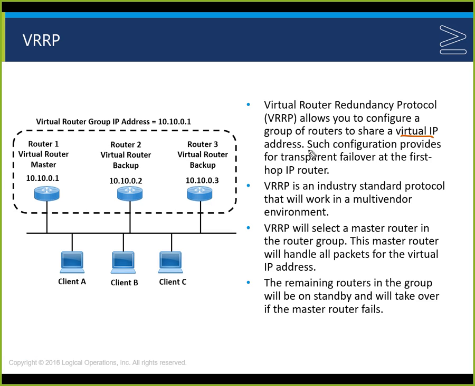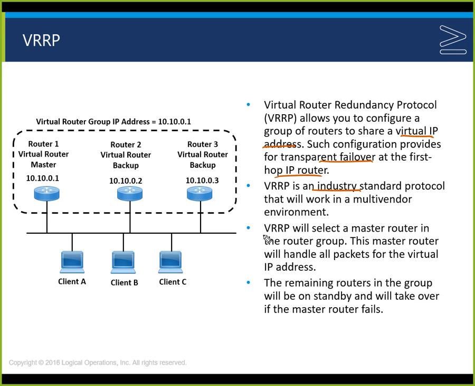Virtual IP address. It provides for transparent failover of the first hop router. Okay, so we're going to have the virtual router backup, virtual router backup, virtual router master. In here, we're going to have the virtual router group IP address 10.10.0.1, which is going to be the default gateway of these things. It's an industry standard.